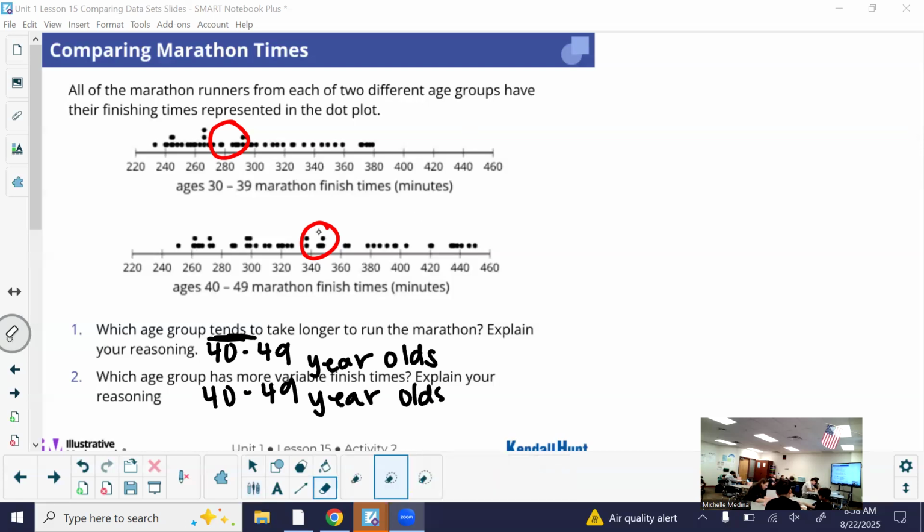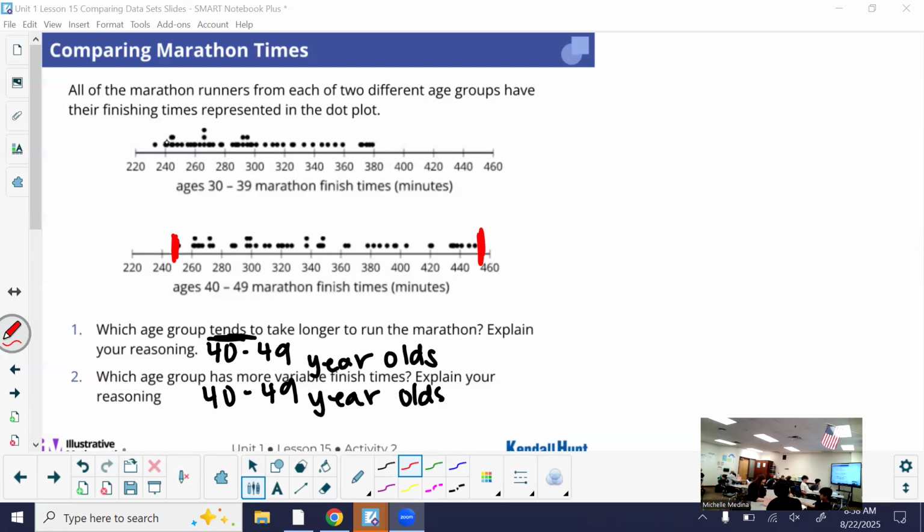Because variability is asking what in simple terms? How spread out it is. And without me putting it into the calculator, visually I can see this one looks more spread out. There's more gaps in the data. And also it's taking up more space on the number line itself.